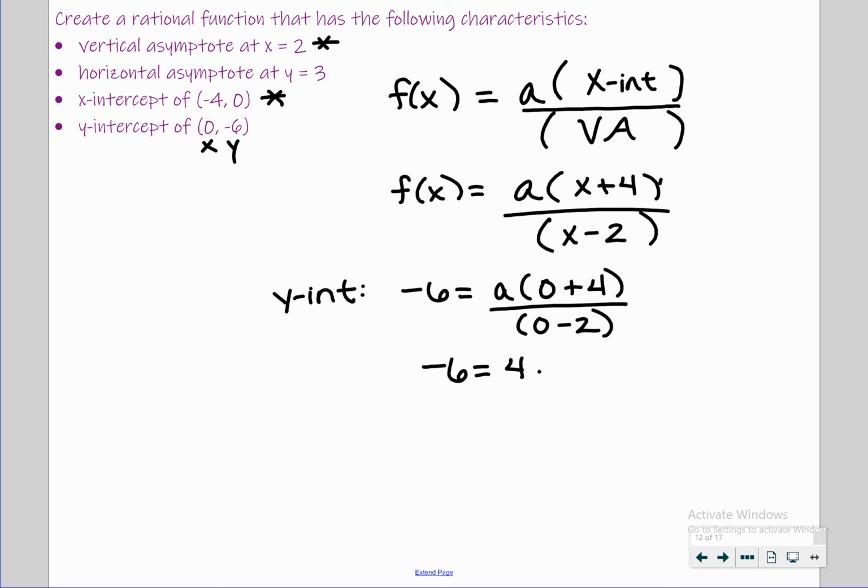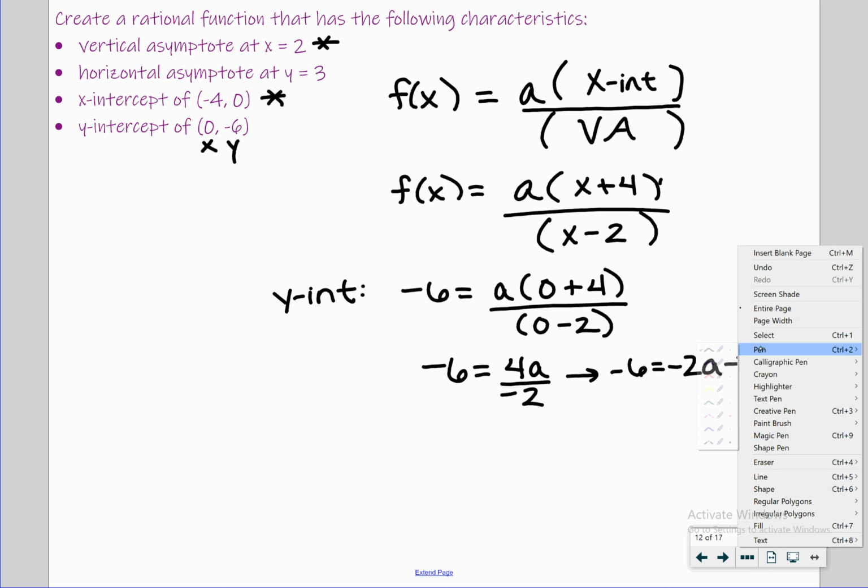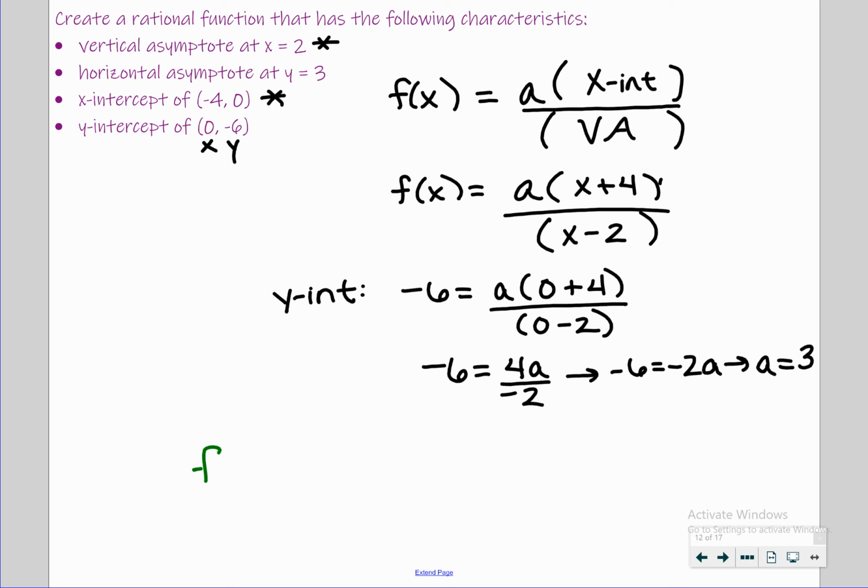4a. What am I going to have on the bottom? Negative 2. So negative 6 equals negative 2a, so a is 3. Final answer: f of x equals 3 times x plus 4 over x minus 2.